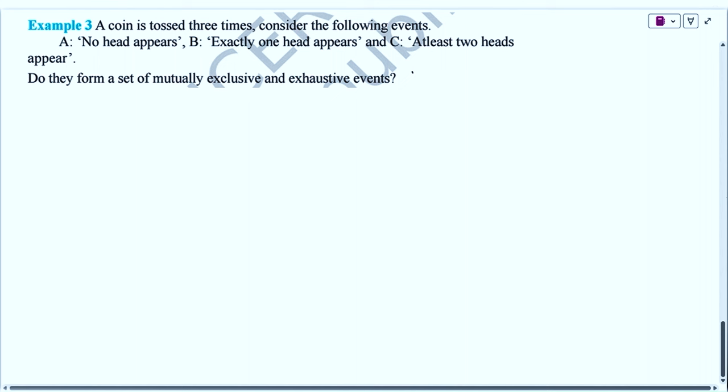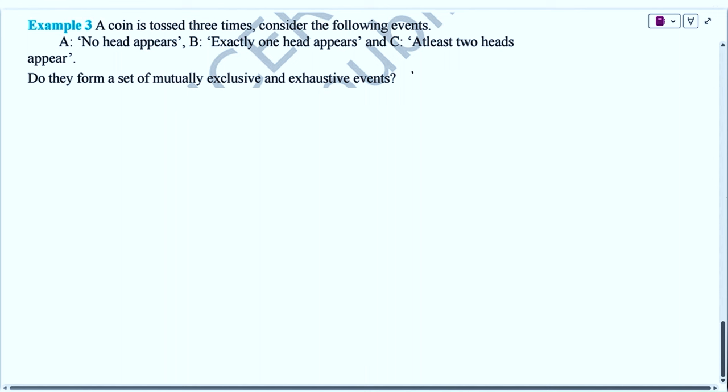A coin is tossed 3 times. Consider the following events. A: no head appears. B: exactly 1 head appears. C: at least 2 heads appear. Do they form a set of mutually exclusive and exhaustive events?